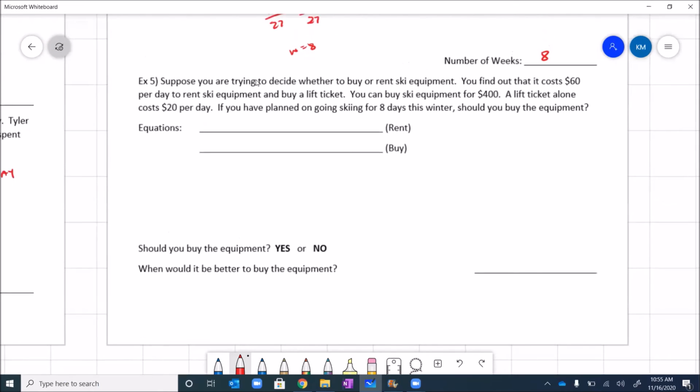All right, final question here. It says, suppose you're trying to decide whether to buy or rent ski equipment. You find out that it costs $60 per day to rent ski equipment and buy a lift ticket. You can buy ski equipment for $400. A lift ticket alone costs $20 per day. If you planned on going skiing for 8 days this winter, should you buy the equipment? So here we go.